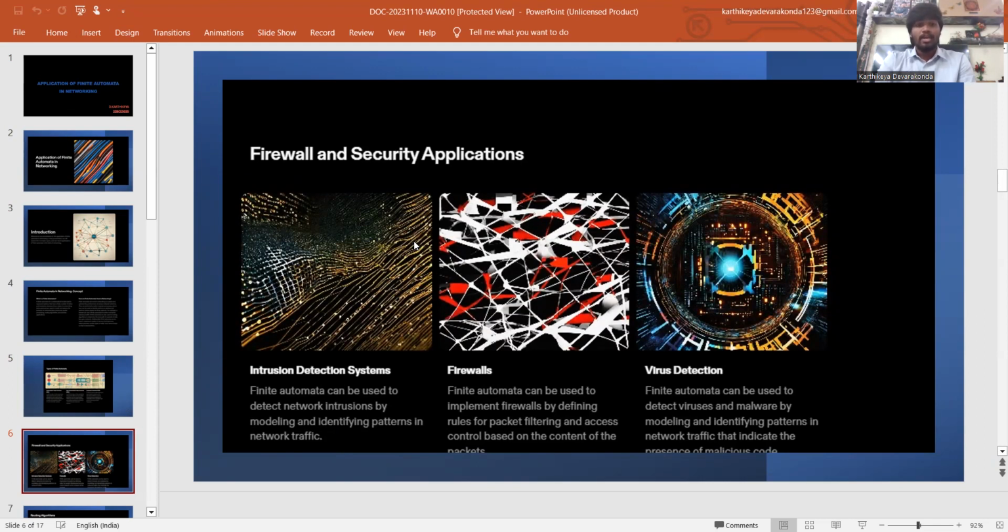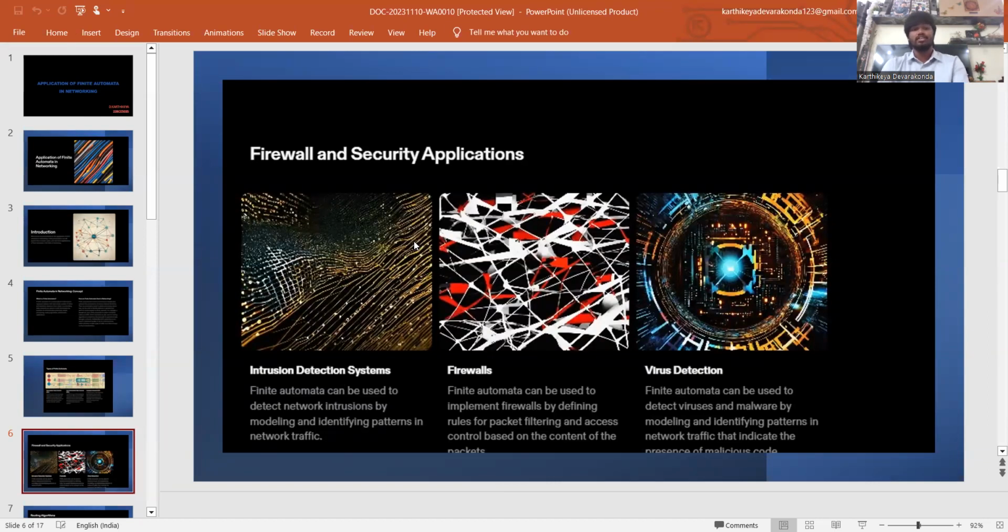Now we will discuss about the firewall and security applications in networking. In firewall and security applications, there are many types. The first type is intrusion detection system. It means finite automata can be used to detect network intrusions by modeling and identifying patterns in network traffic. Firewalls. Finite automata can be used to implement firewalls by defining rules for packet filtering and access control based on the content of the packets.